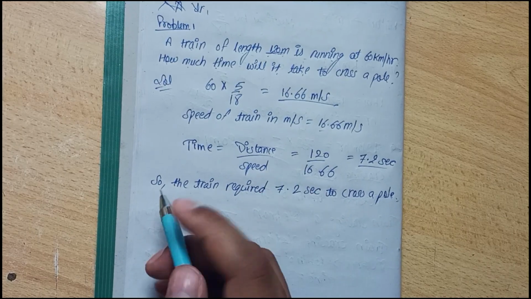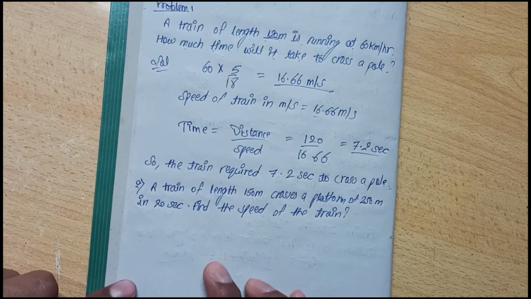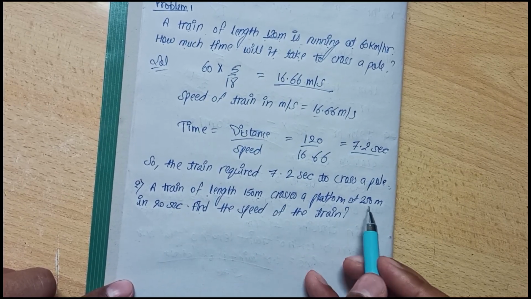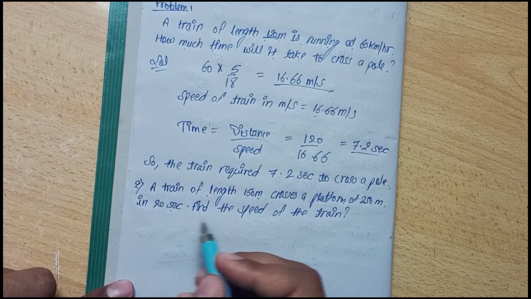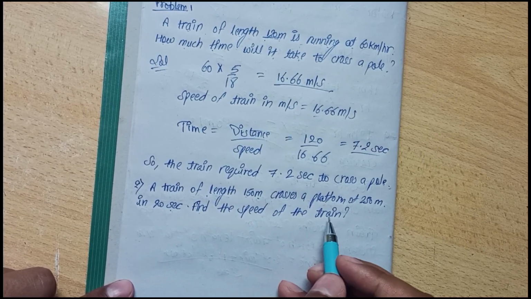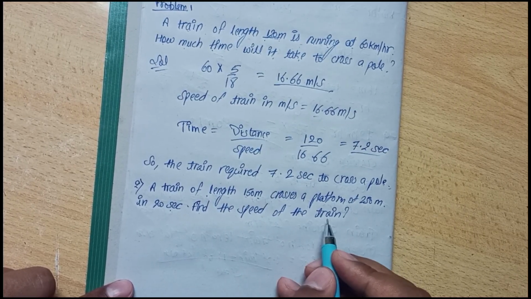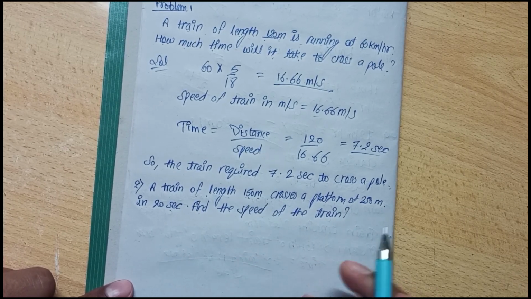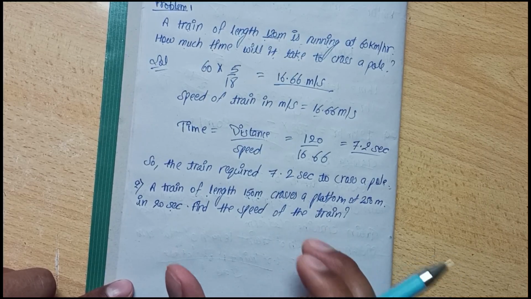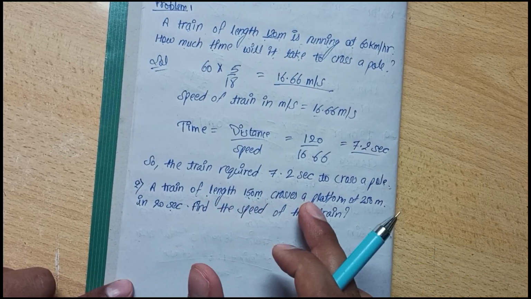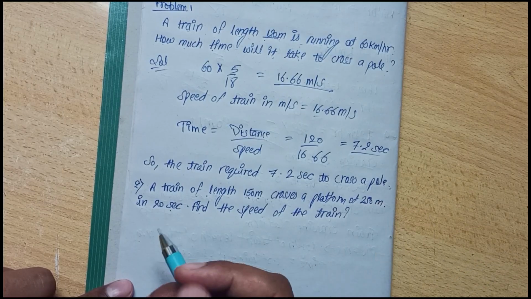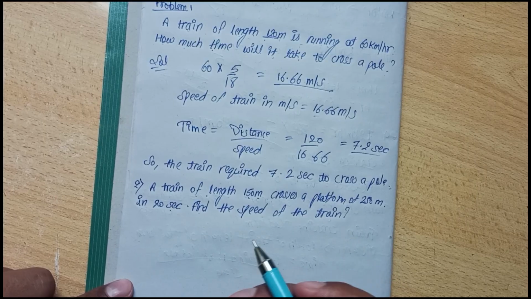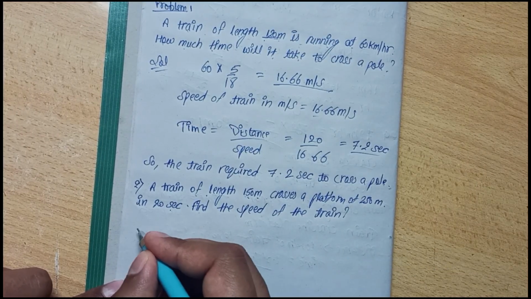So the second question which we are going to do is: a train of length 150 meter crosses a platform of 250 meter in 20 seconds. Find the speed of the train. So here we need to calculate the speed of the train. What is given is the time, and the length of the train and the platform length. So in these cases, the distance will become the length of the train plus the length of the platform, and time is already given, so we can easily calculate speed with the formula speed is equal to distance upon time.